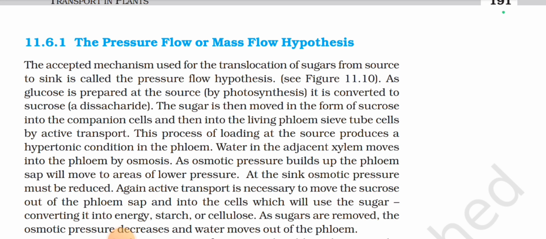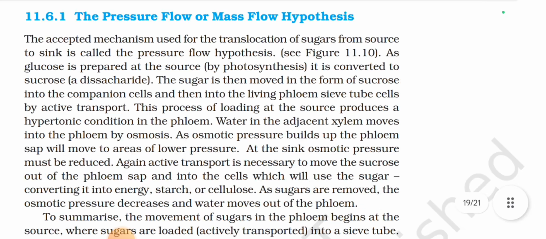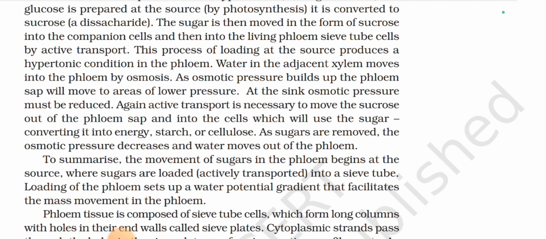As glucose is prepared at the source by photosynthesis, it is converted to sucrose, a disaccharide. The sugar is then moved in the form of sucrose into the companion cells and then into the living phloem sieve tube cells by active transport. This process of loading at the source produces a hypotonic condition in the phloem. Water in the adjacent xylem moves into the phloem by osmosis.